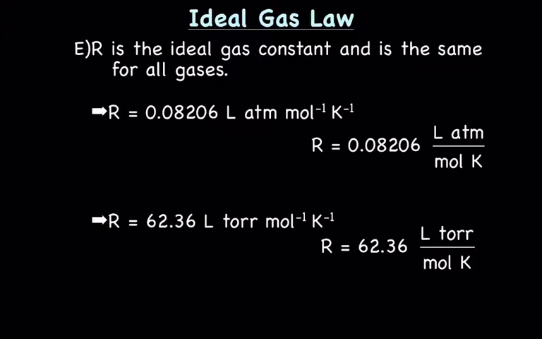So what's the difference between these two R's? Not much. The difference is the pressure unit, atm and torr. So to pick which R to use, if when you read your problem you have a pressure unit of atm, you will use the 0.08206. And if your pressure unit is in torr, you will use the 62.36. Now, if your pressure unit is in PSI, kPa, something else, you need to convert that pressure unit to either atm or torr, and then use the appropriate R.